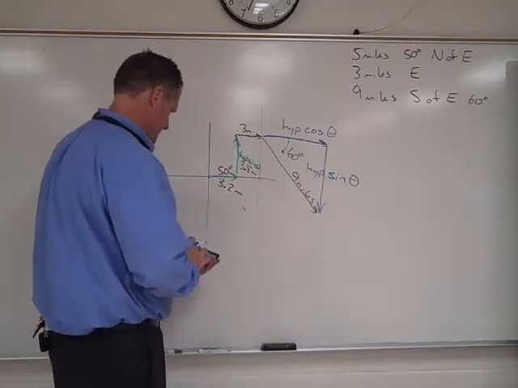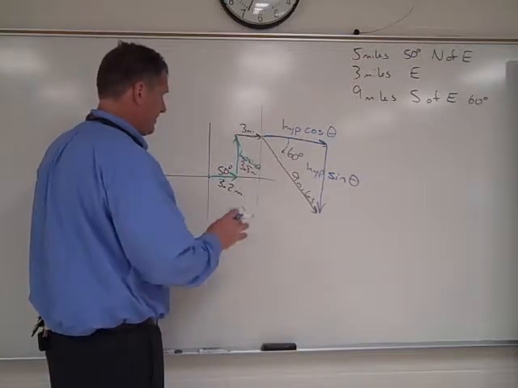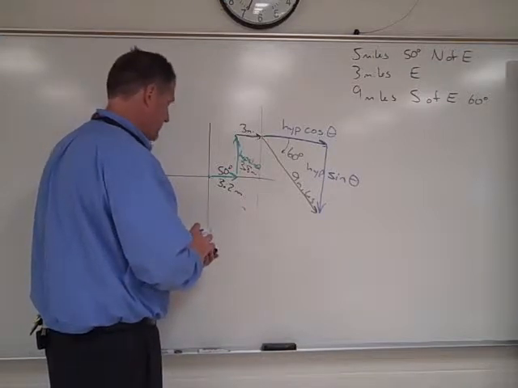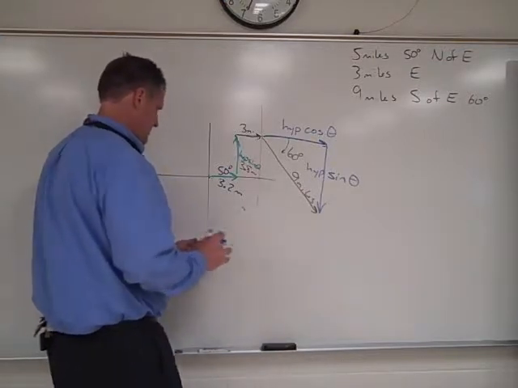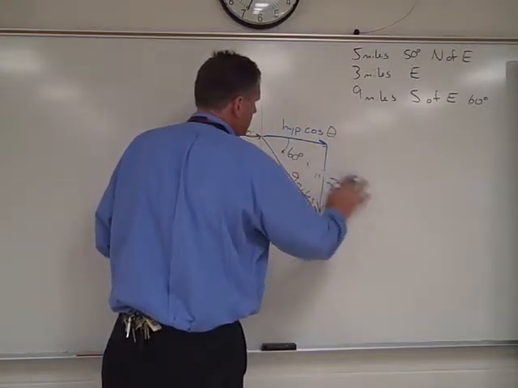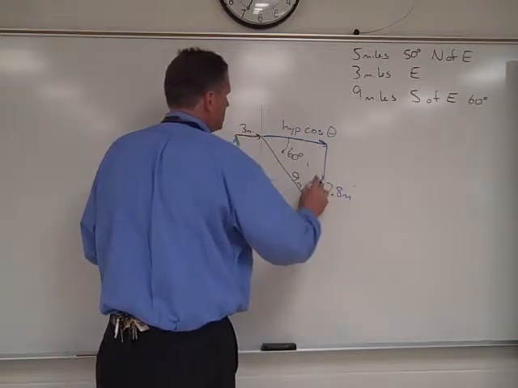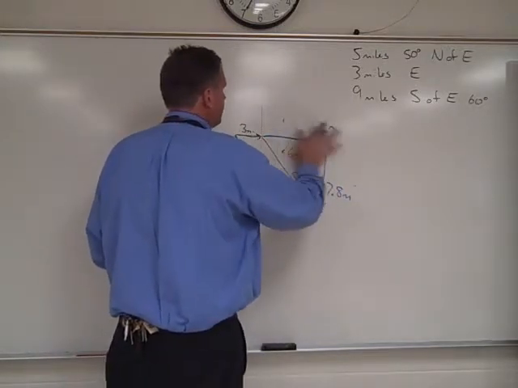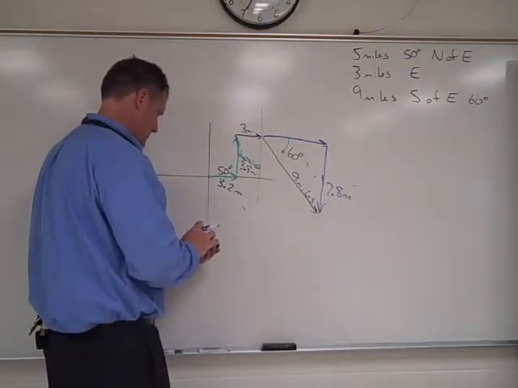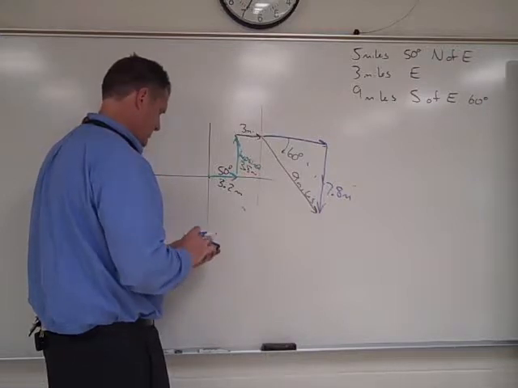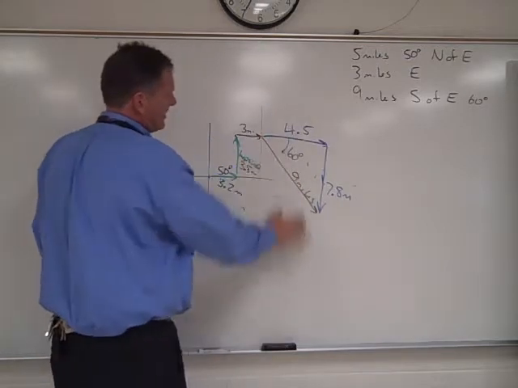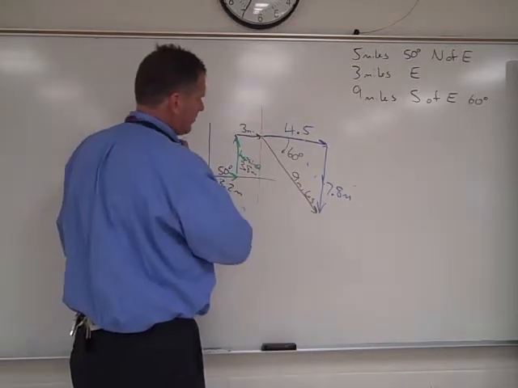Mathematically, I use my calculator: hypotenuse is 9 times sine 60 degrees, that's 7.8. And this will be hypotenuse cosine theta. So that's 9 cosine 60 degrees. This is 4.5. That's not very good. That looks like a 45-degree angle, so it's not really drawn well to scale.